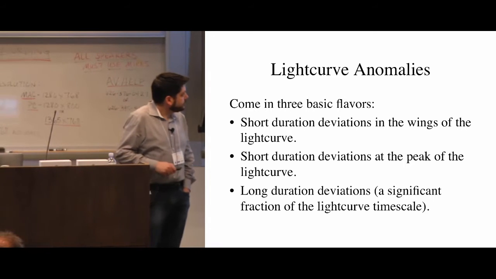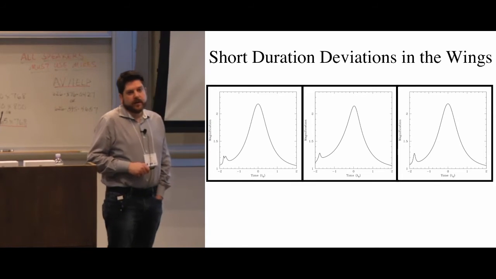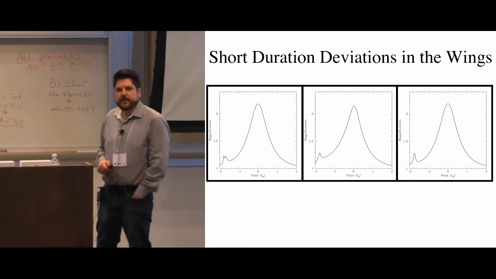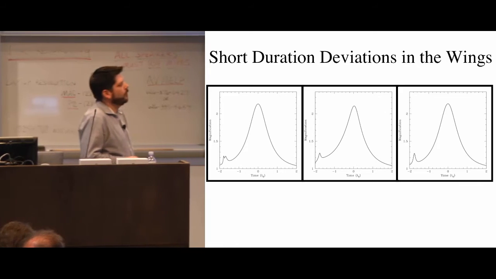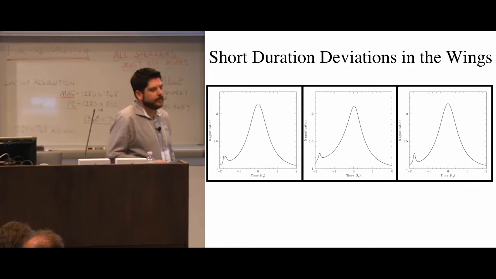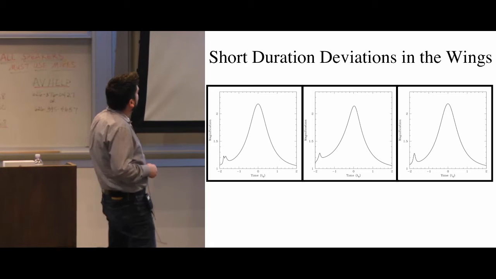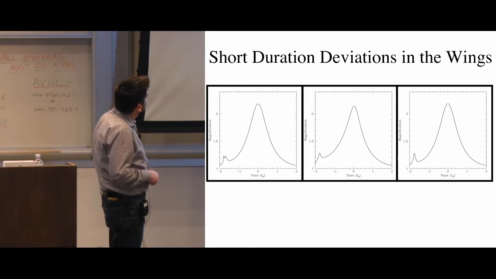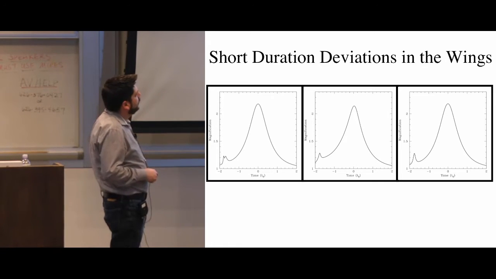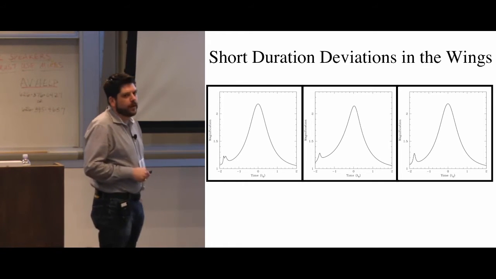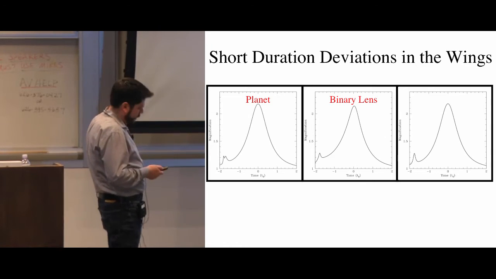Okay, so here are some examples of short duration deviations during the wings. These are 3 different causes. As you can see, they look remarkably similar. You could make them look even more similar if you wanted, but I kind of ran out of patience when I made this slide. But they are due to 3 different effects. So this one is due to a planet, turns out. This one is due to a binary lens, and this one is due to a binary source. Okay, so you can see that they look somewhat similar.